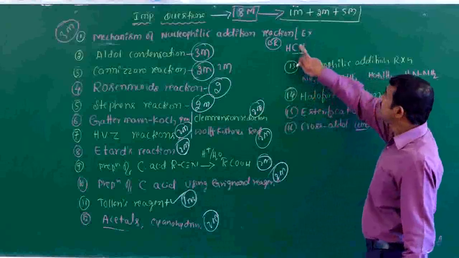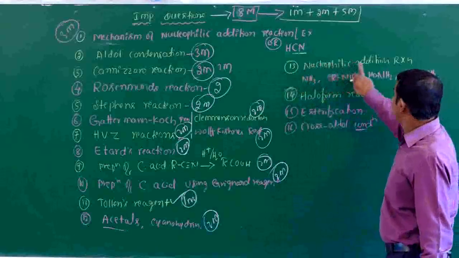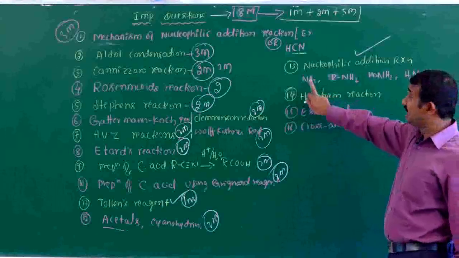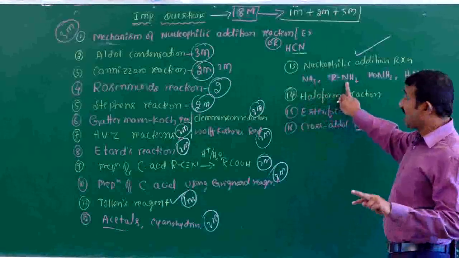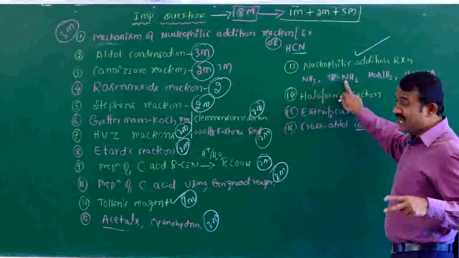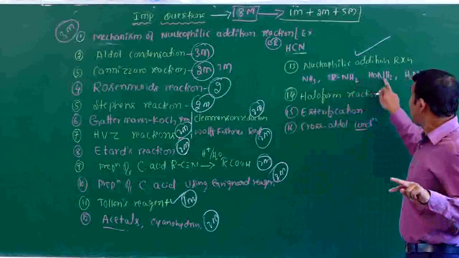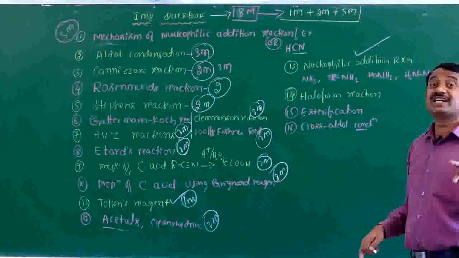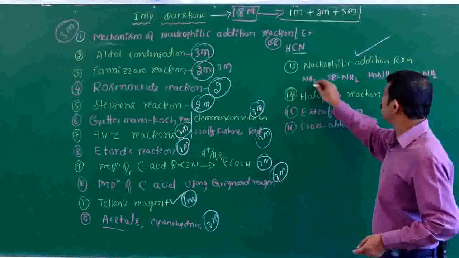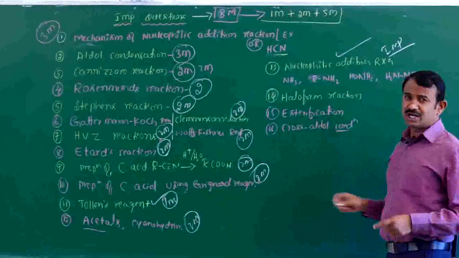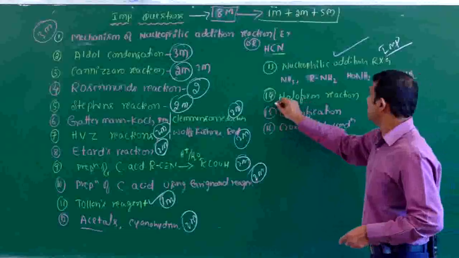Coming to nucleophilic addition reaction, nucleophilic addition followed by substitution. Ammonia is converted to imine. Primary amine is converted to imine, substitution. Hydroxylamine is converted to oxime. Hydrazine is converted to hydrazone. Semicarbazide is converted to semicarbazone. This is also a 1 mark question. This is very important. They will ask 1 mark. Complete the reaction.